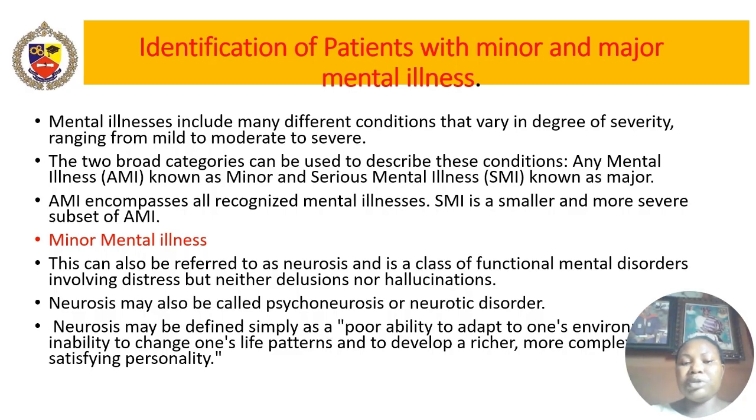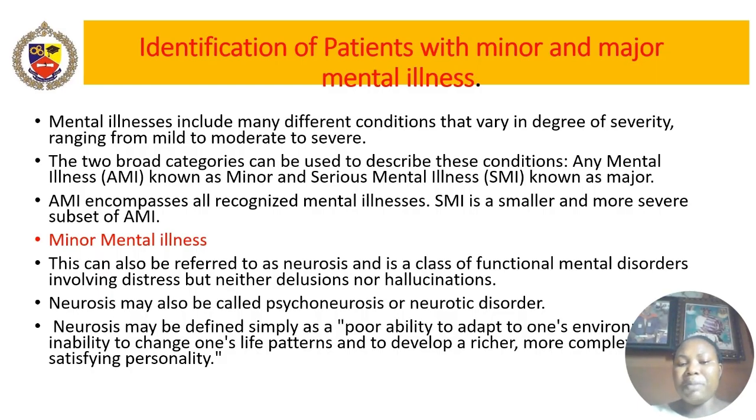When we talk about any mental illness, it encompasses all the recognized mental illness that we know, whereas serious mental illness is a smaller subset of any mental illness. You can say the serious ones are the major ones. But in any mental illness, you can get the minor and you can also have the major.